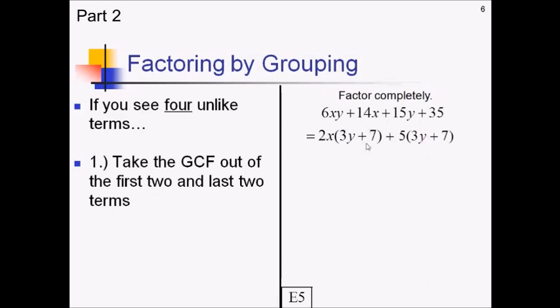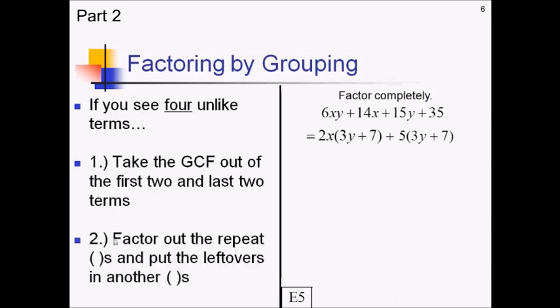Now, if you have the same thing in both parentheses, you don't always, but sometimes you do, you can actually treat this 3y plus 7 as its own big common factor. And just like any other common factor, you can factor out this duplicate parentheses from the whole expression. So if you factor out that repeat parentheses, that means you get to put the leftovers, 2x and 5, in another parentheses. So we're factoring out the 3y plus 7, and this is basically like if you just divided each of these by 3y plus 7, you would put the leftovers in parentheses, just like any other common factor.